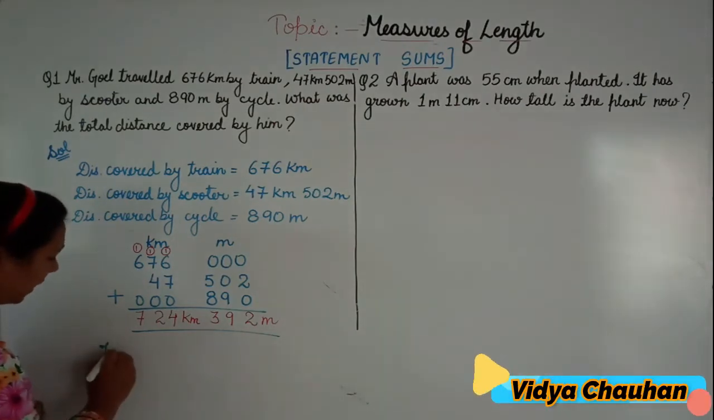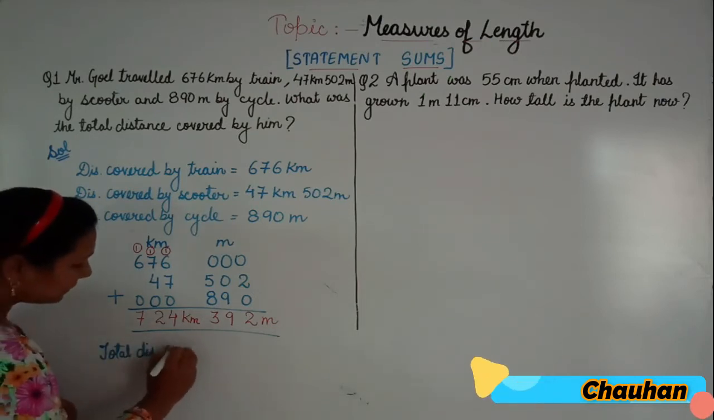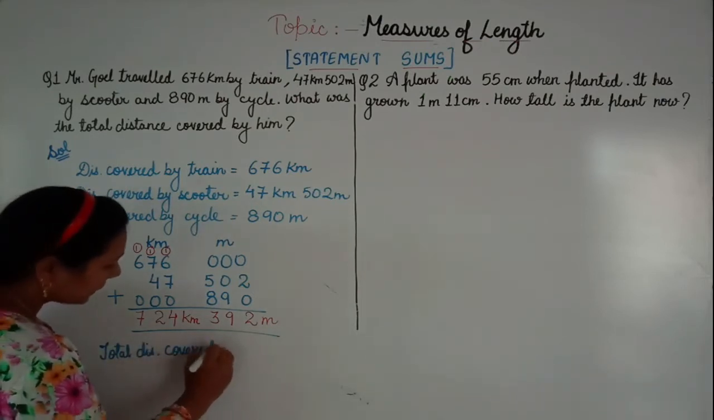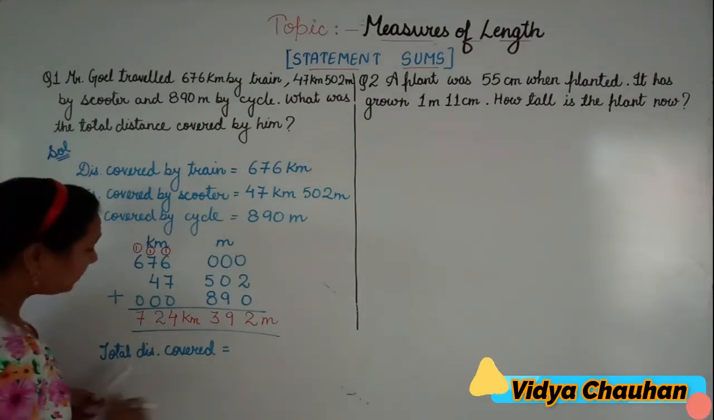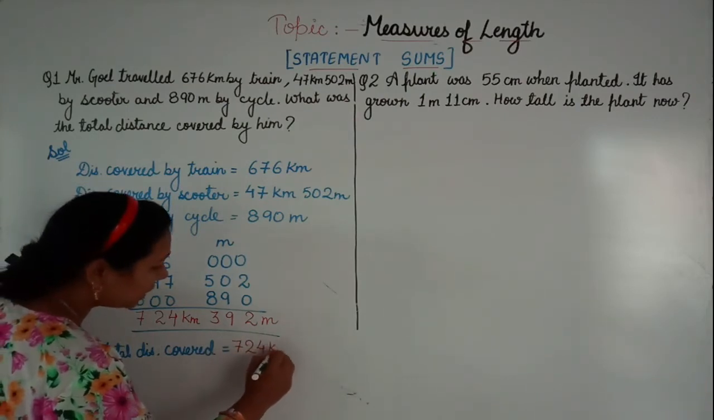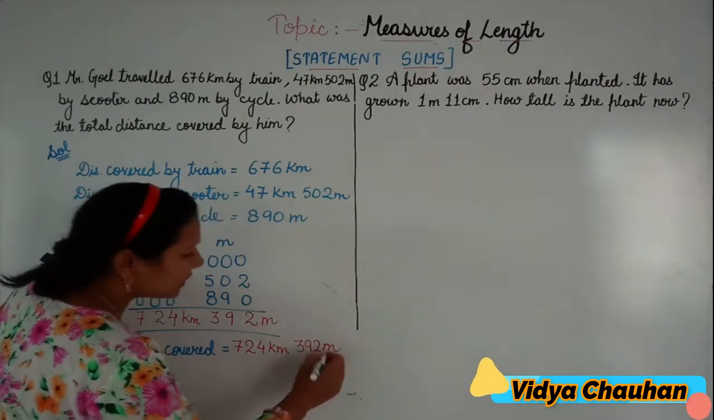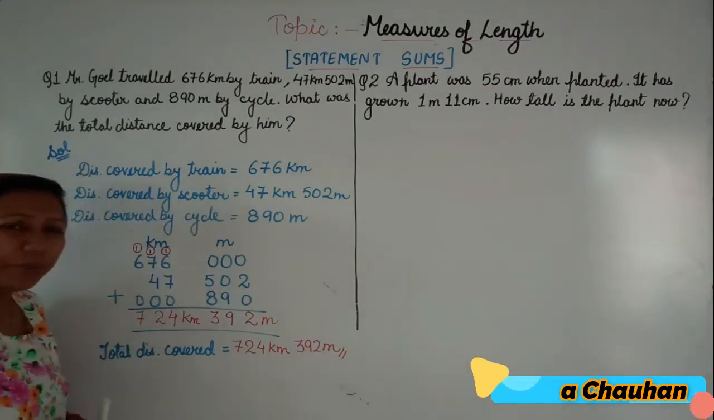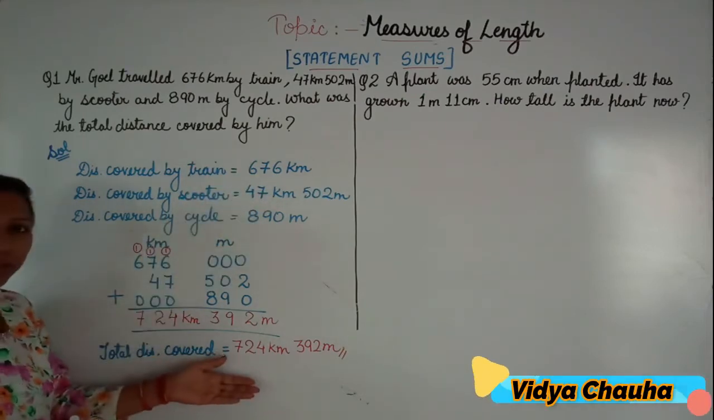So here we can write the total distance covered is equal to, what is the total distance? 724 kilometer and 392 meters. Okay children, I hope you have understood how to write the statements and how to add the terms.